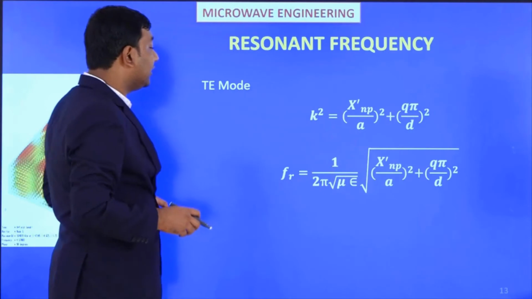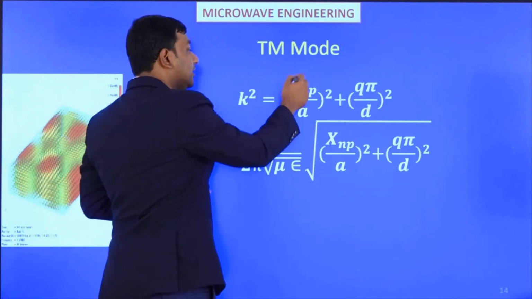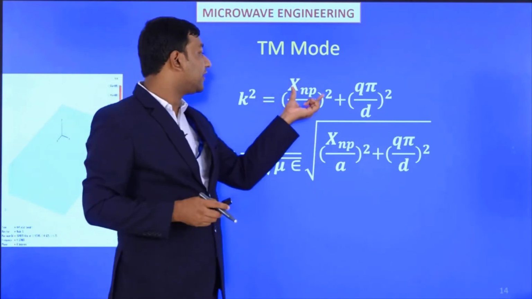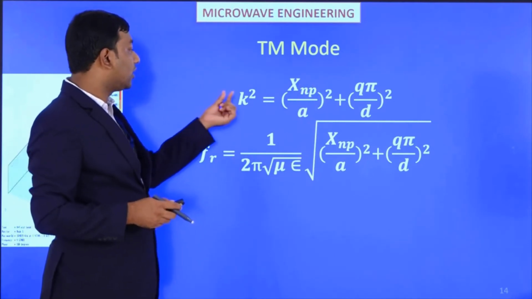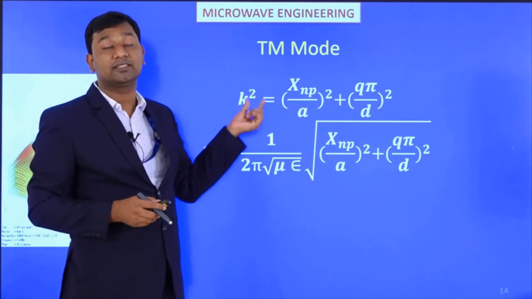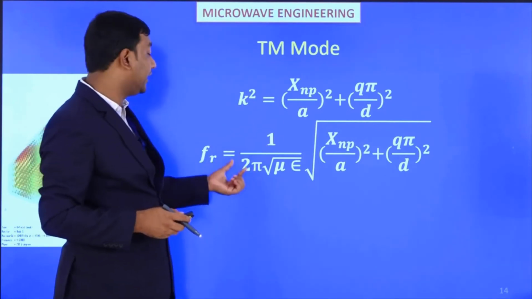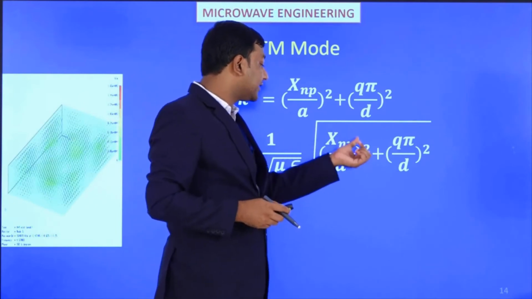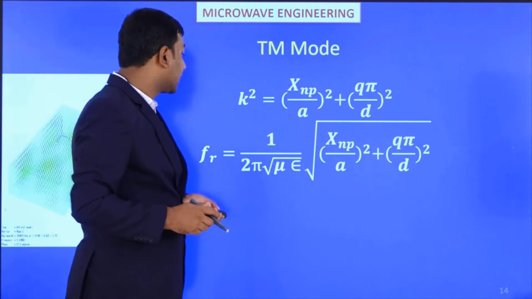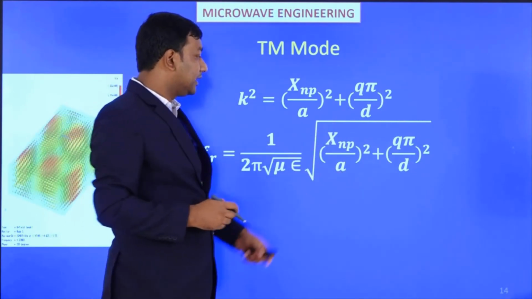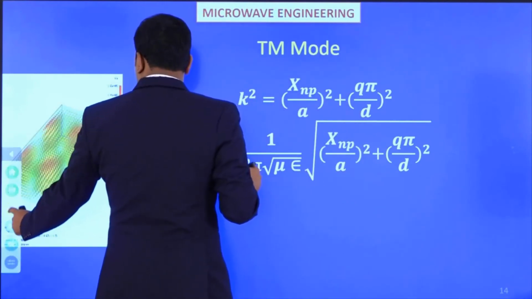Okay. So similarly we can find the transverse magnetic mode. There the k value changes. So here instead of x'np, xnp will come, and we find it by a similar method for a lossless condition. We are considering k square equal to omega square mu epsilon, and we find its resonating frequency Fr equal to 1 by 2 pi root over mu epsilon times root of (xnp divided by a) whole square plus (q pi by d) whole square. Okay. So here a is the radius of the circular waveguide.